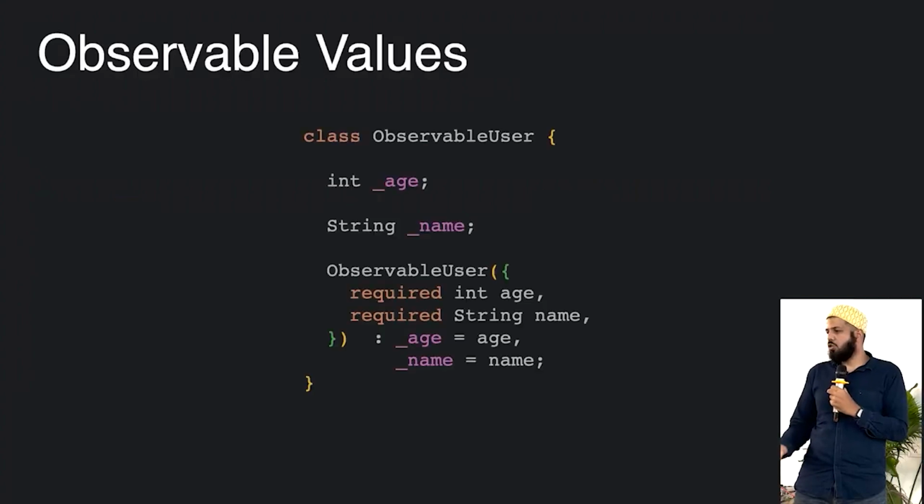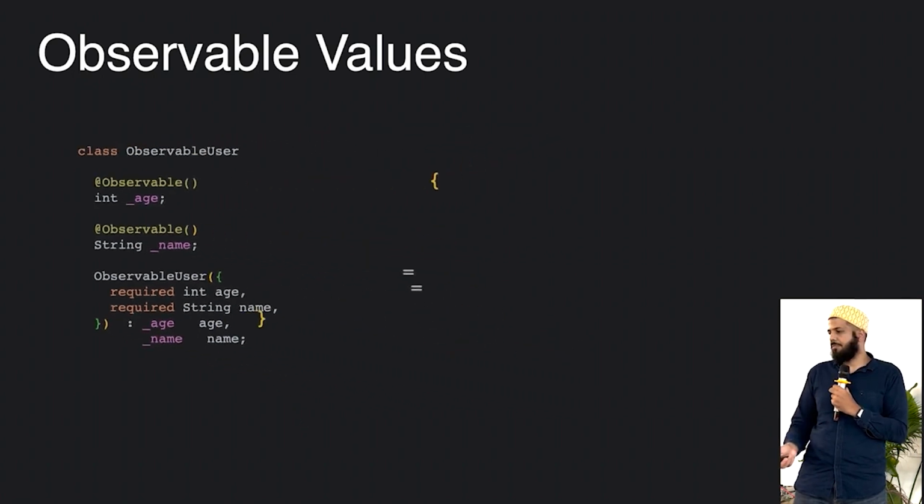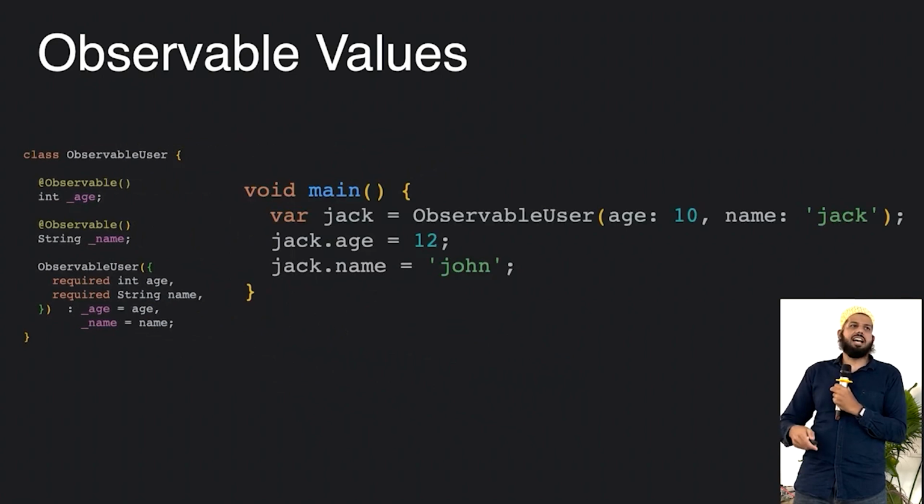So observable value, similar thing, you have a class and you want to make sure that whenever a field gets updated, you can listen to it and update your changes on the UI. So for example, you have observable user and you add an annotation on age and name, and then you can create that class, and whenever you update those two fields, whoever is listening to that observable user will get an update.